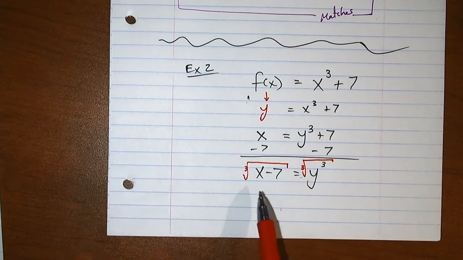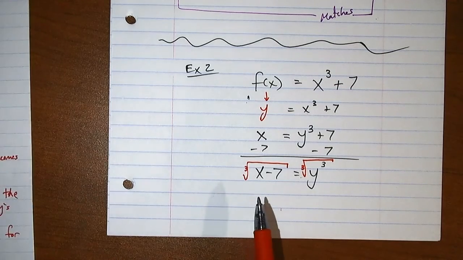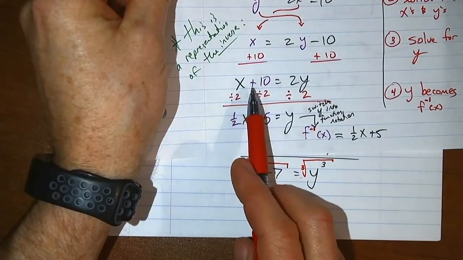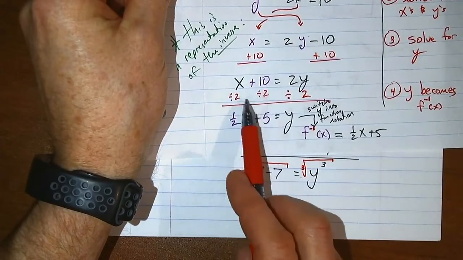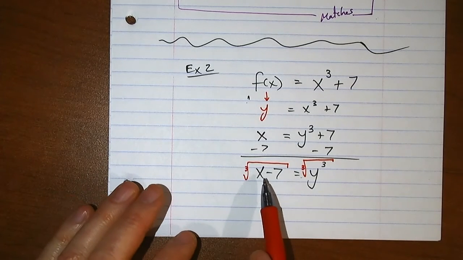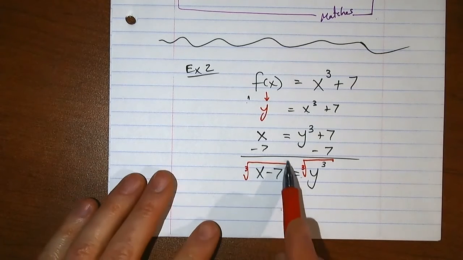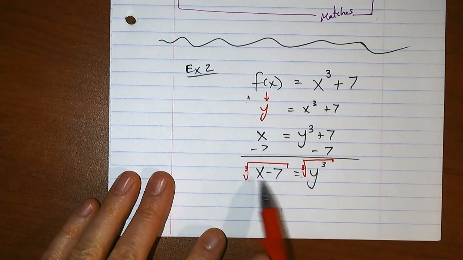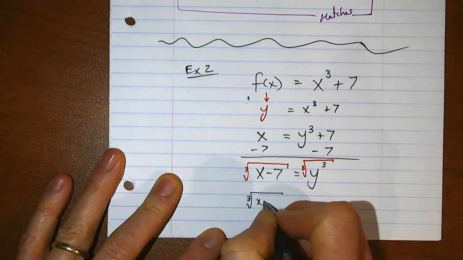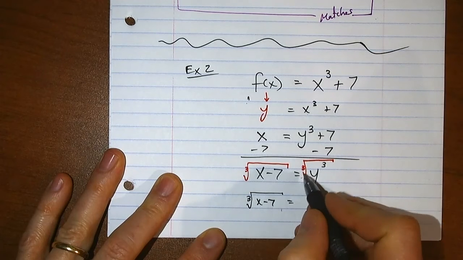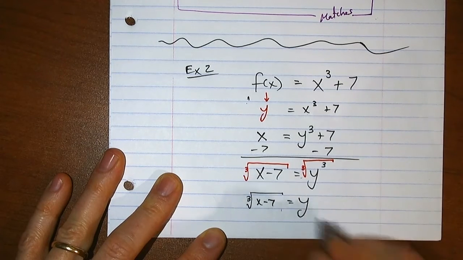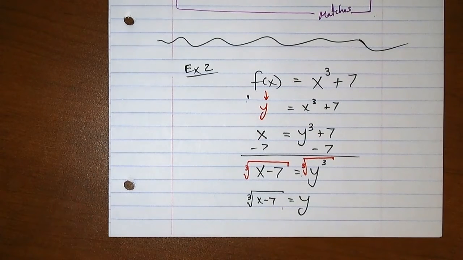But radicals are different than division. With a division problem, like we had here, division can distribute across the plus sign. And so I end up dividing both of those things by 2 because division distributes. But radicals do not distribute across plus and minus signs. So I cannot simplify this at all. My answer just stays the cubed root of x minus 7. Now over here, the cubed root and the cube cancel each other out, and I'm left with just the y. So now I have y all by itself.